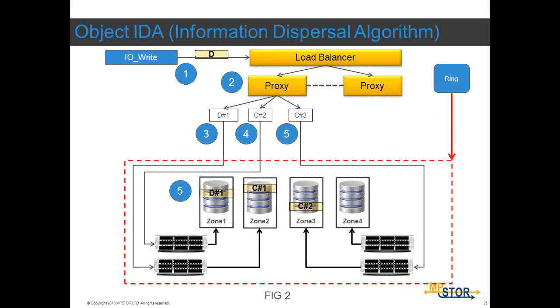So I think this type of diagram would be quite familiar to most people who built object stores. An I/O intercepted by a load balancer, and that load balancer feeding or redirecting that to whatever proxy is available, and each proxy has access to all of the storage arrays in its object ring, and then writing that data to one of the zones, and then additional copies then being written to other zones within the ring.